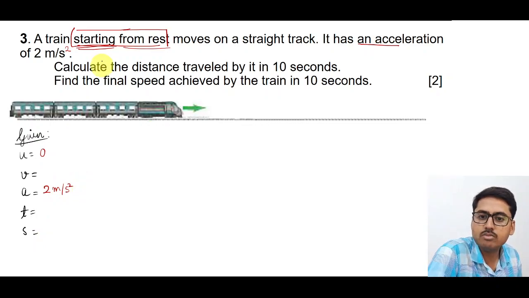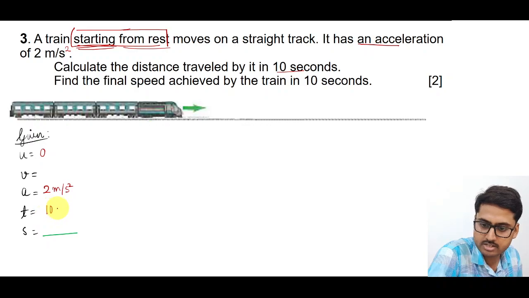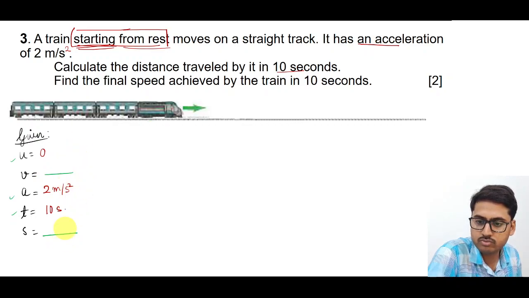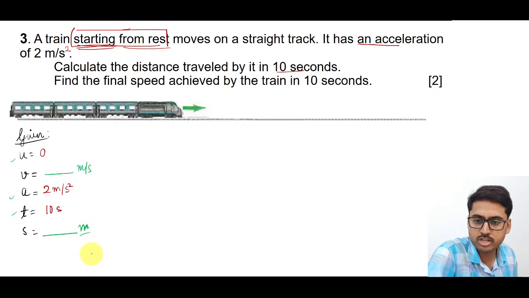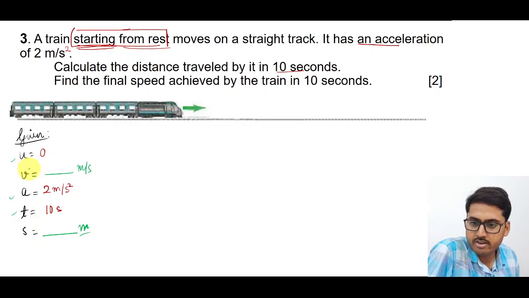The question is, calculate the distance traveled by it in 10 seconds. We need to calculate S here, and of course the time given here is 10 seconds. So in this particular question we got 3 pieces of information already: u, a and t. It means that we can calculate the other 2 values when asked, okay? We will be calculating v in meter per second and s in meter. You must mention units so that you can convert if required, okay? Now here we have to find v and s.